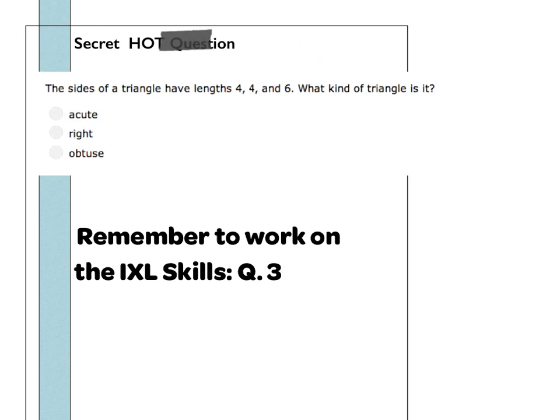Here is your secret hot question for tonight. The sides of a triangle have lengths 4, 4, and 6. What kind of triangle is it? Acute, right, or obtuse? Show your work and do your Excel.